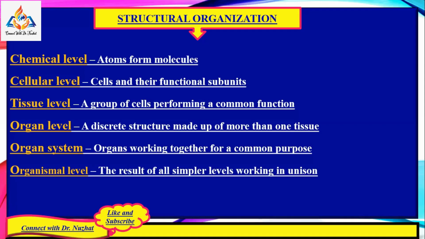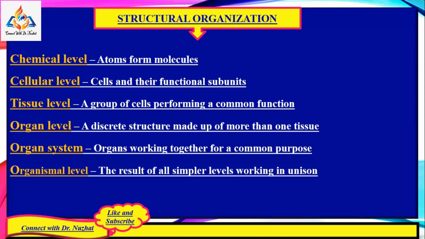Fifth one is the organ system level of organization. What is the organ system level of organization and how is it important? Cells, the basic building blocks of the human body, make up tissues which form specialized structures called organs. Organ systems are groups of organs and tissues that all function together towards a single purpose.